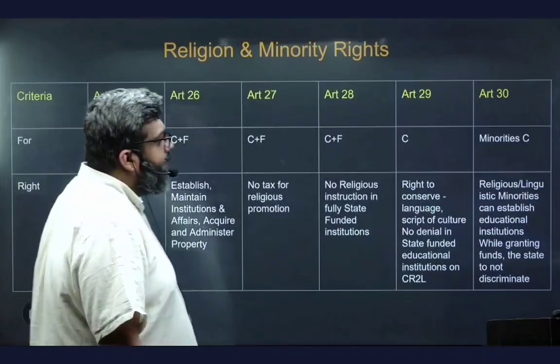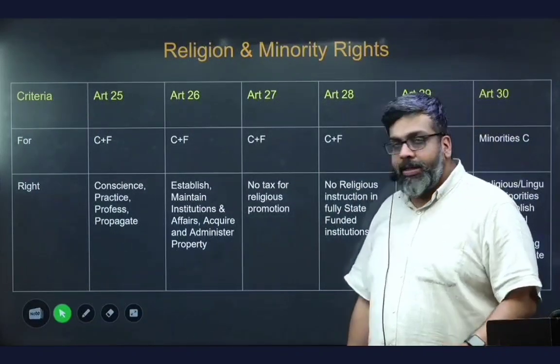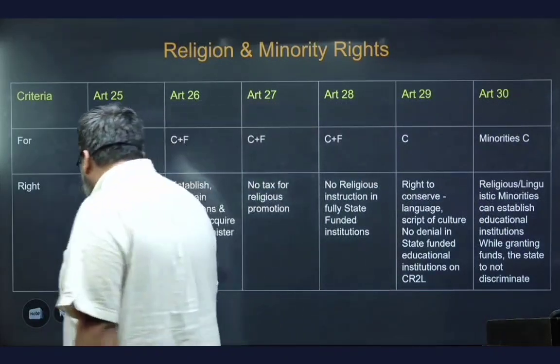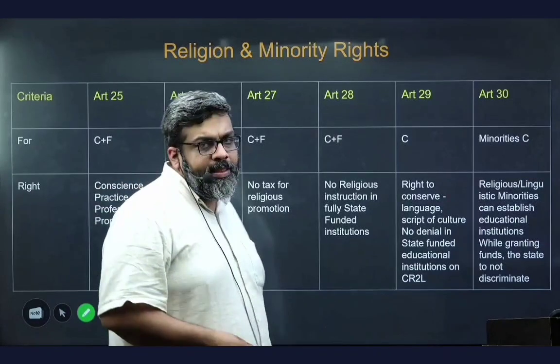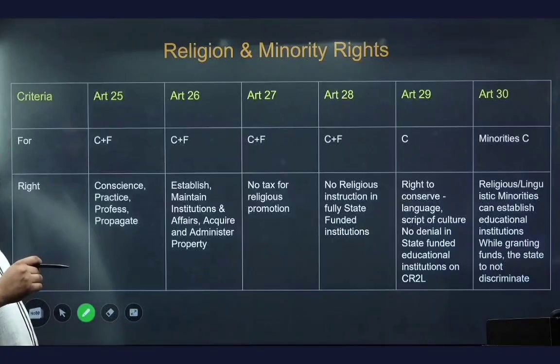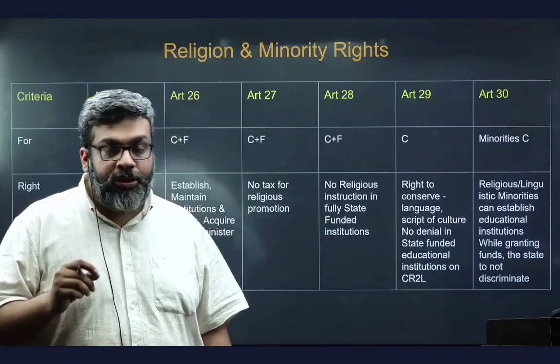Now, 25 to 30 has to be done together. They deal with religion and minority rights. There has never been a question from here in the exam, but given the fact that the Aligarh Muslim University case has been in the news, so minority rights could be a question. But again, the question on minority rights will only and only come if it comes from core constitutional provisions.